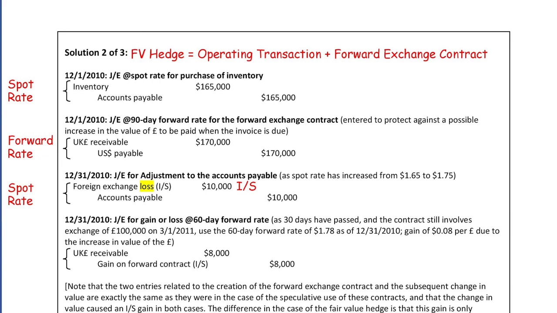Again, on 31st December, to understand the gain or loss on the forward exchange contract, we're going to use forward rate. And we saw that we had a gain on the forward exchange contract. So highlight gain, and the $8,000 gain that went into I/S, income statement.